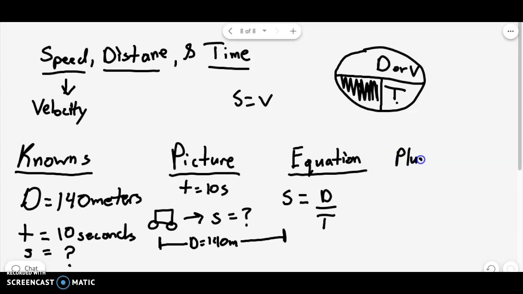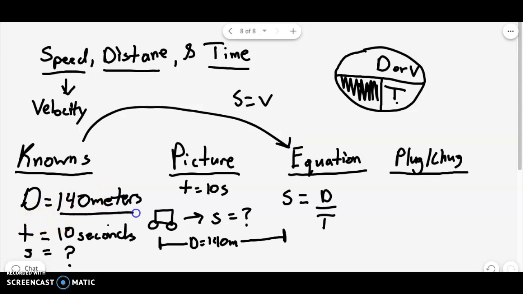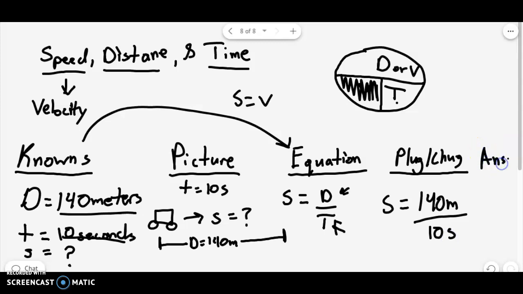Plug and chug, meaning that you plug it in and then you chug it out. So you're going to take your knowns and plug them into your equation. So we're going to take the numbers here and plug them into the variables. So if we look at our equation, we said S equals 140 meters divided by 10 seconds. The last part is going to be your answer.